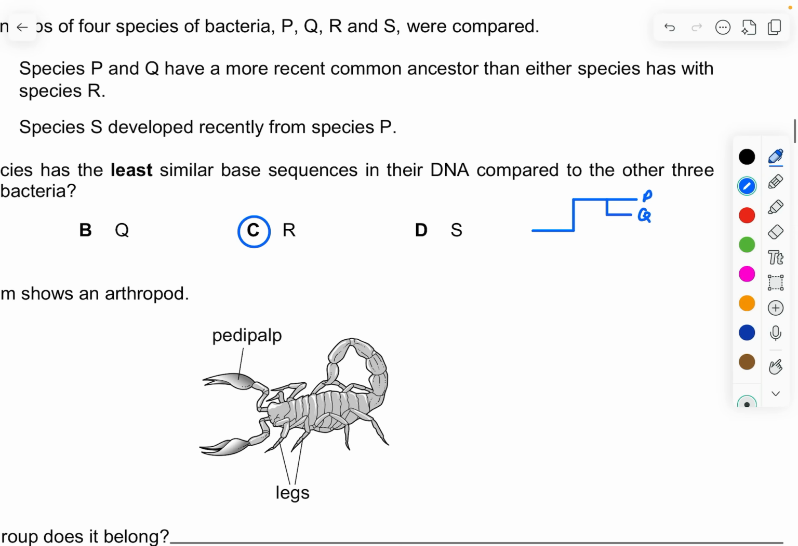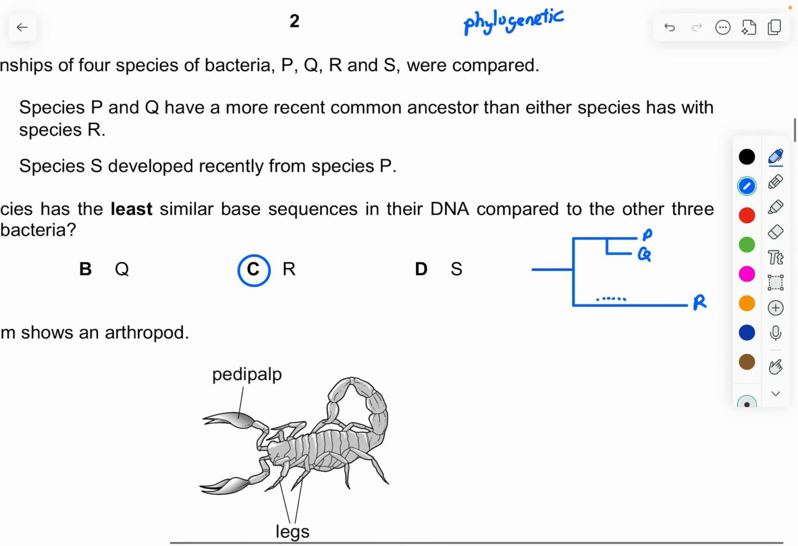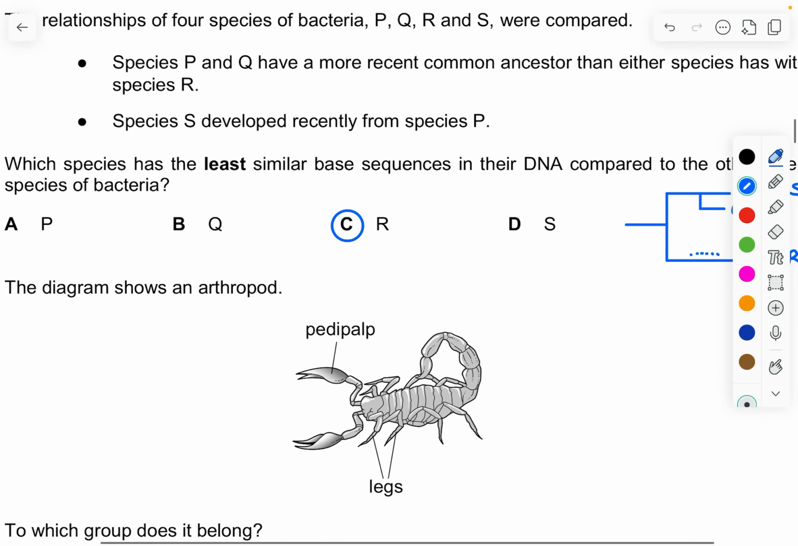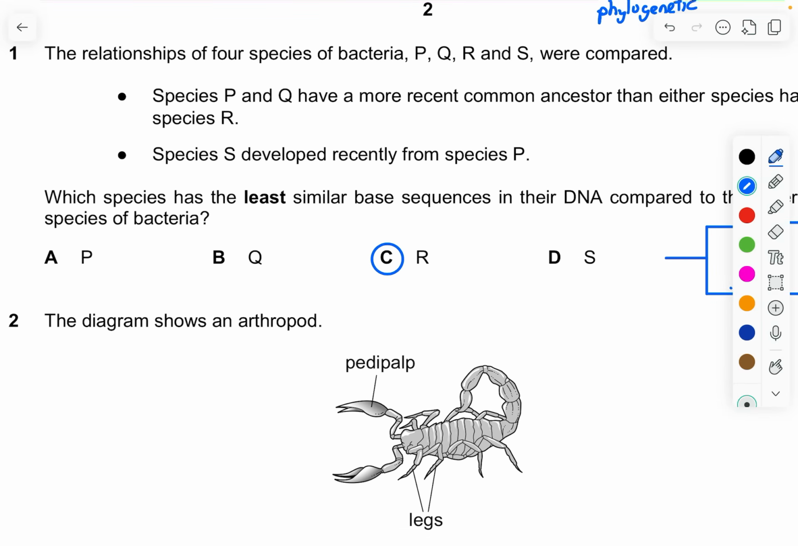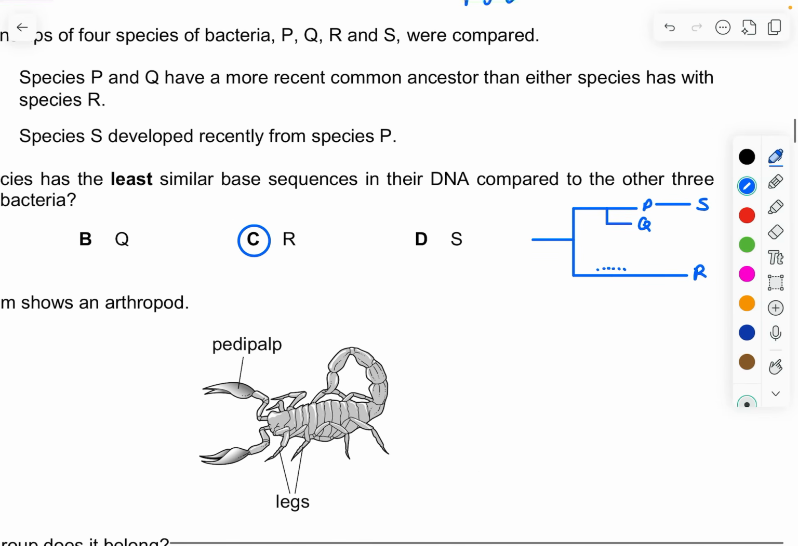So meaning species R is more distant than usual, maybe very far away. There are more branches away, so it is more distant. And next, species S developed recently from species P, meaning species P has another species S. So which species has the least similar base sequence in the DNA compared to the other 3 species? Well, the answer would be R, because R is more distant from P, Q, and especially S.